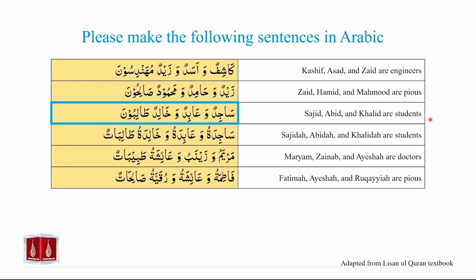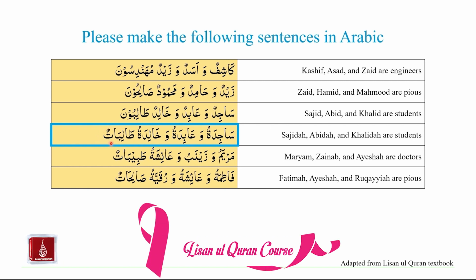Sajid, Abid and Khalid are students. Sajidun wa abidun wa khalidun talibuna. Sajidah, Abidah and Khalidah are students. Sajidatu wa Abidatu wa Khalidatu talibatun. Here we need to focus on the atun ending sound. Atun ending sound indicates feminine non-broken plural and atun ending sound indicates rafa status.